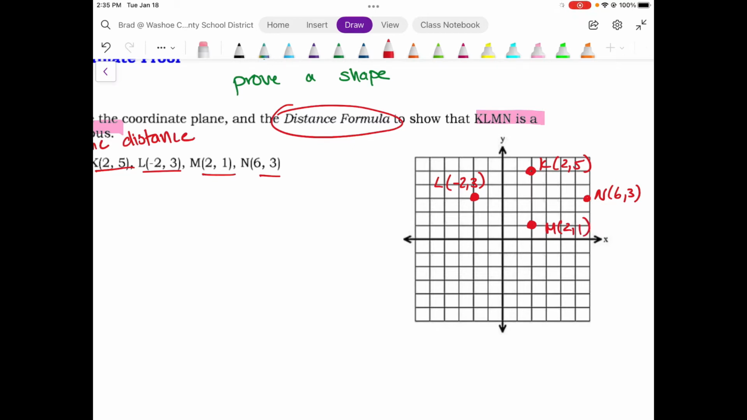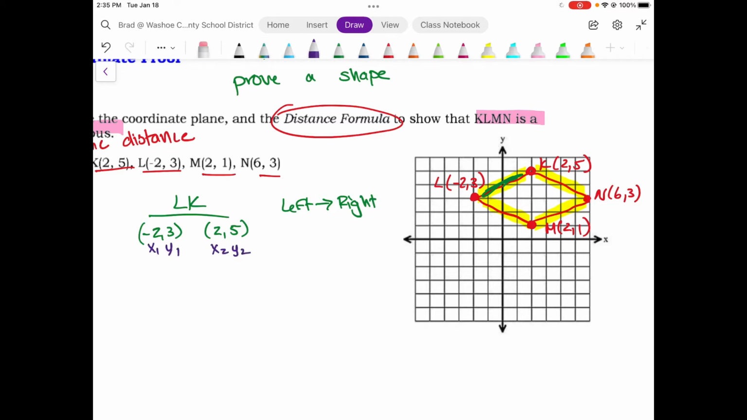So, ladies and gentlemen, if this is my shape right here, first off, it definitely looks like it is a rhombus, so that's a helpful hint. But what we need to prove is that this side is the same as this side, is the same as this side, is the same as this side. So essentially, we would do the distance formula 4 times. So ladies and gentlemen, boys and girls, let's start with this side right here. So L, K. L is -2, 3, and K is 2, 5. You always move from left to right. So my left point is going to be x1, y1, and then x2, y2. So my distance formula, as we wrote above, is x2 minus x1 squared, plus y2 minus y1 squared, and then the square root of all that.